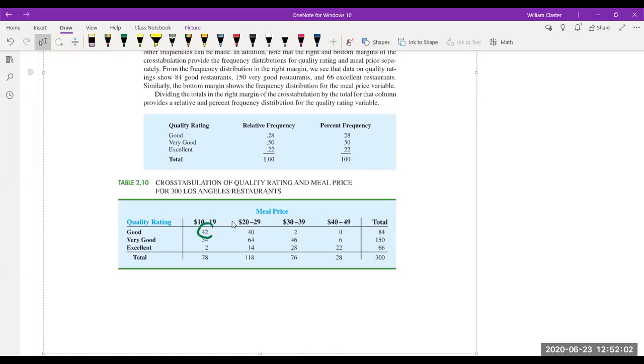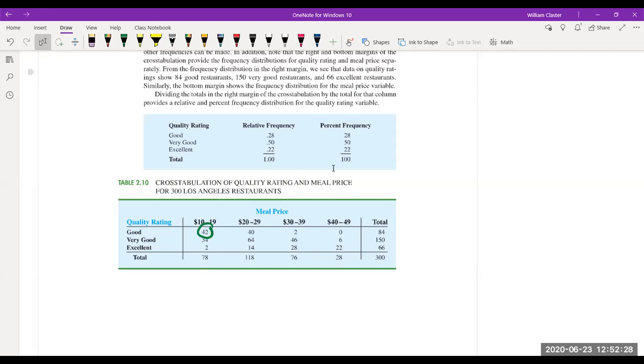There were 42 good quality ratings in a meal price between $10 and $19. There were 42 what? 42 quality ratings that were good. Okay, you cheated. You didn't say it the way I wanted, but you said it correctly anyway. I wanted you to say something a little different. What did I want him to say?